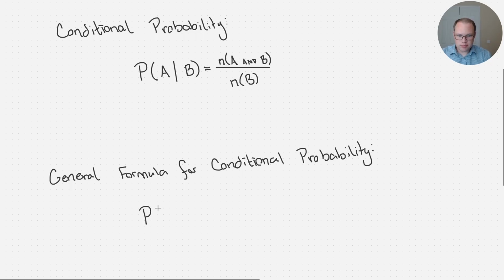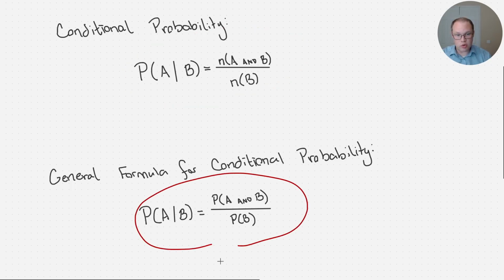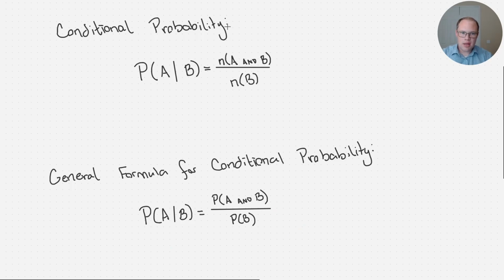It's similar, but it takes into account not just the number of outcomes, but the likelihood of those outcomes. So instead of just counting up the number of outcomes in A and B, we count the probability that A and B happens. Instead of just counting the number of outcomes in event B, we calculate the probability that event B happens. Okay, so that's the general formula. This formula is just a special case of this more general formula. But this formula is conditional probability when all outcomes are equally likely.